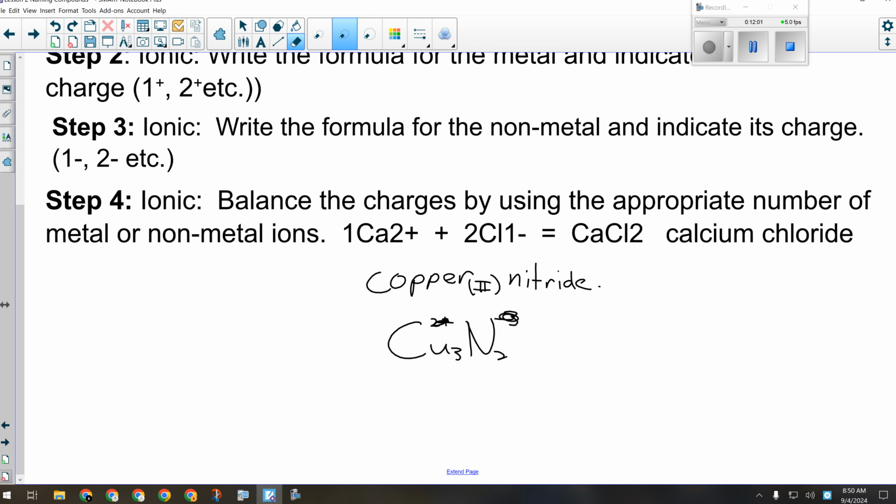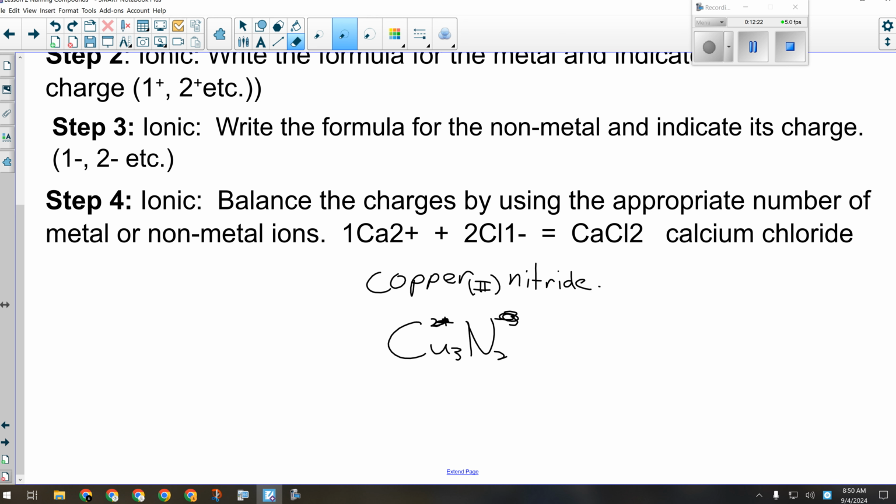The Roman numeral tells you what charge to use. What do you suppose the most common mistake is? People just put like 2 for copper? Right. They go, oh, copper 2. They see the Roman numeral, they go, that must mean there's 2 coppers. No, it does not mean that. That Roman numeral tells you this is the charge you use in the drop and swap.